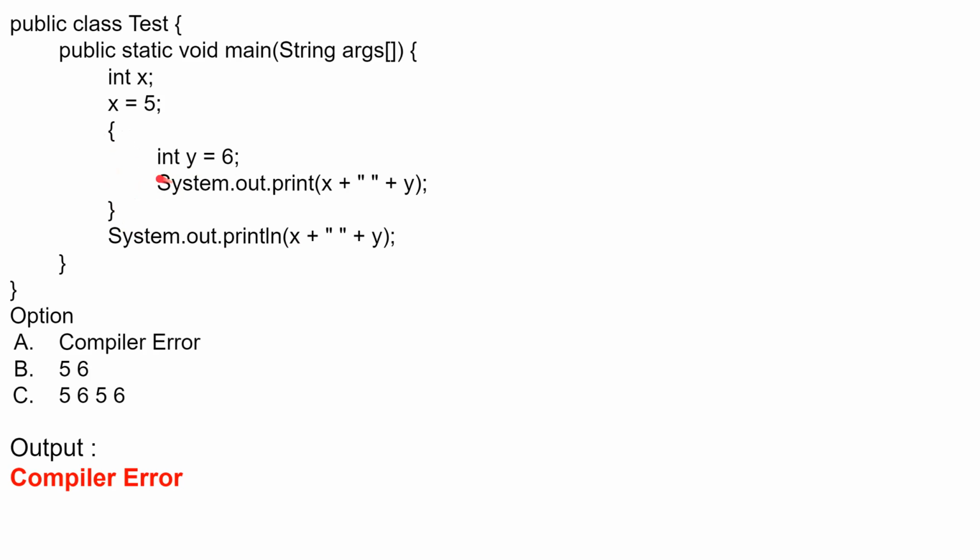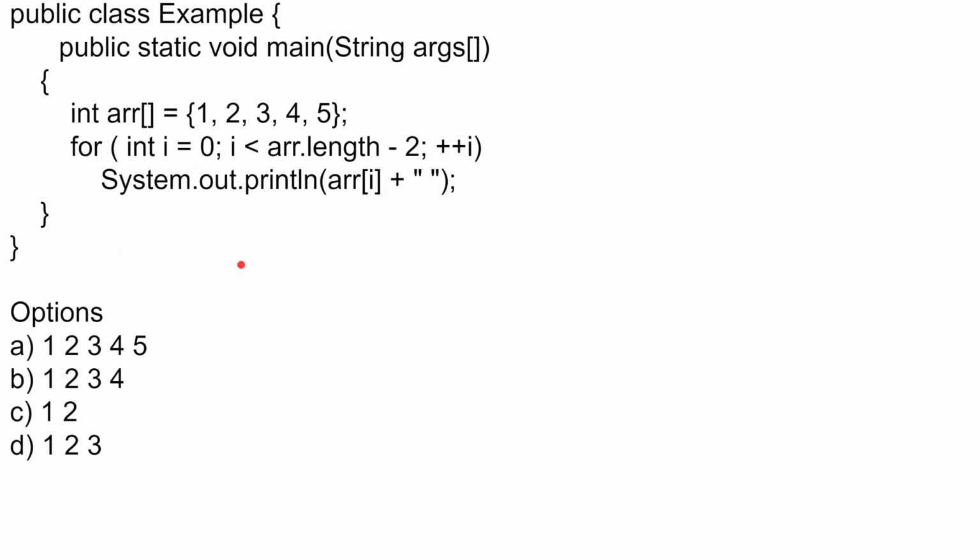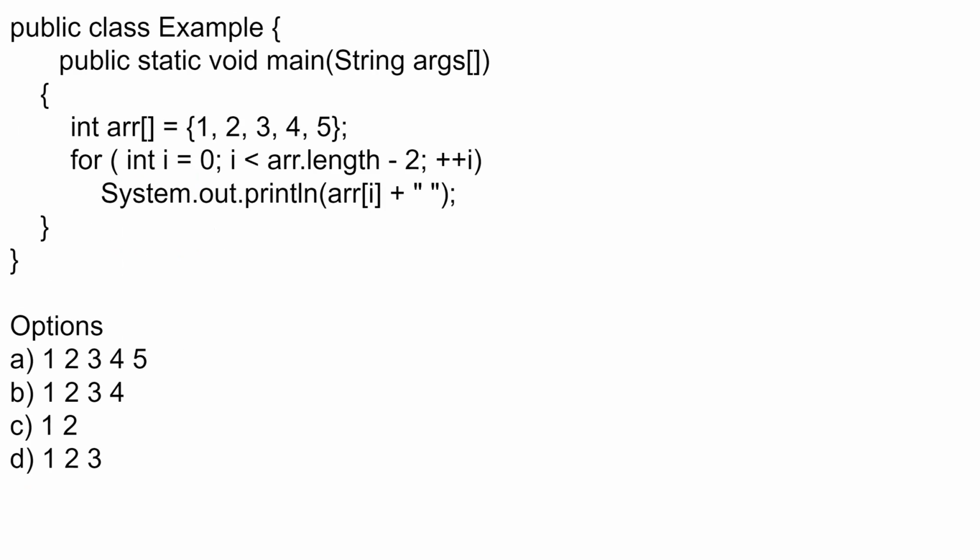Okay, so this y variable is accessible inside this block and you cannot access it outside this block. That is the reason it says that your program won't be compiled and you will get a compilation error. Let's move to the next question that can be asked in your interview.